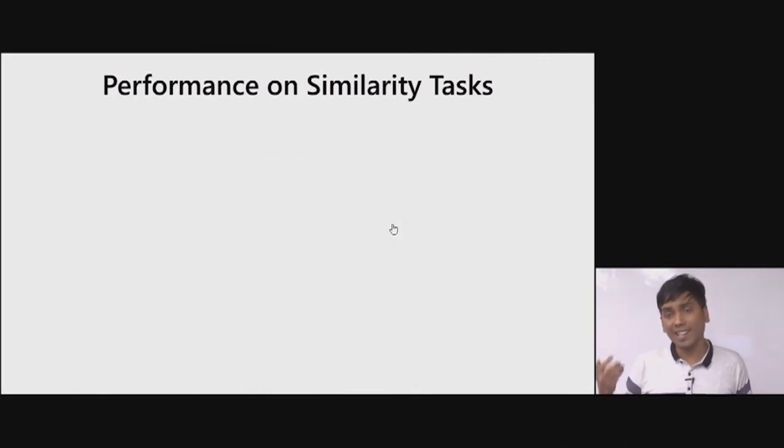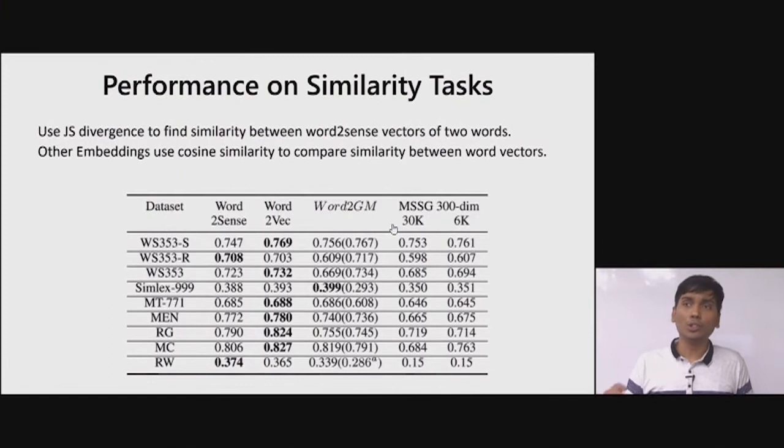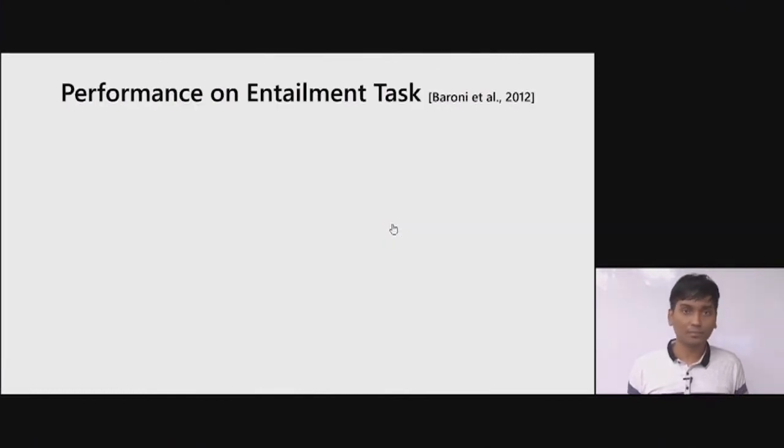Now let's see how it performs in similarity tasks. The task is simple. You have to compare 2 words and say how similar they are. For example, friend and companion are similar. Men and air are not. So we compare 2 Word2Sense vectors using JS divergence between them, and other embeddings use cosine similarity. There are different data sets to see how good we are in this task. Turns out Word2Vec is the king here, but we are not far behind.